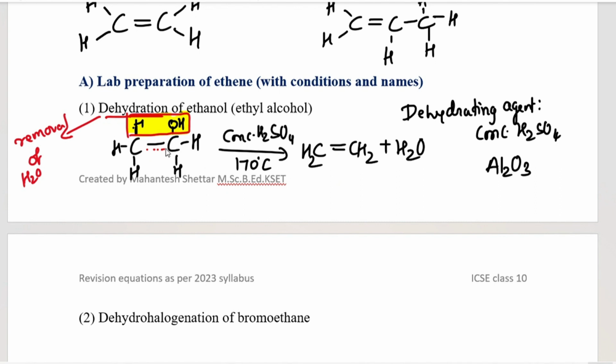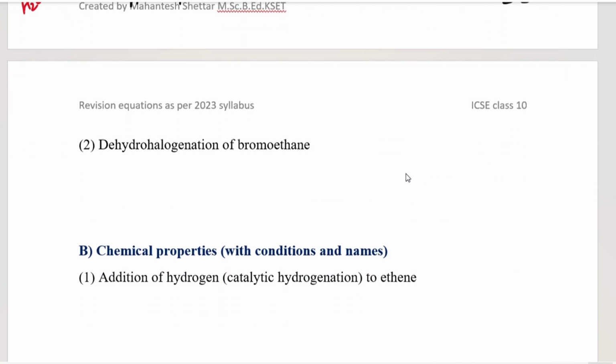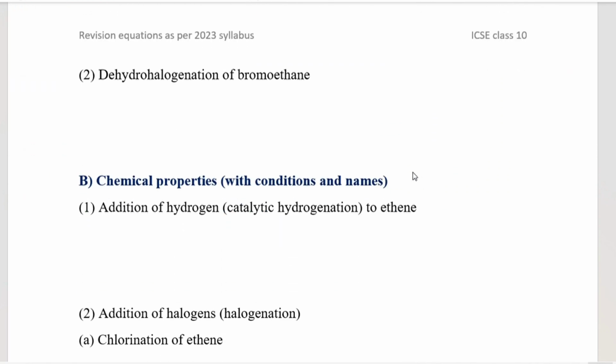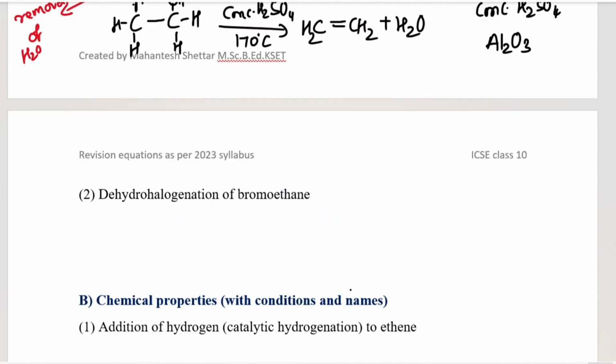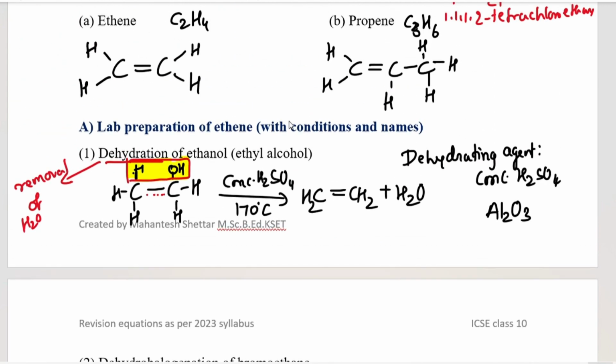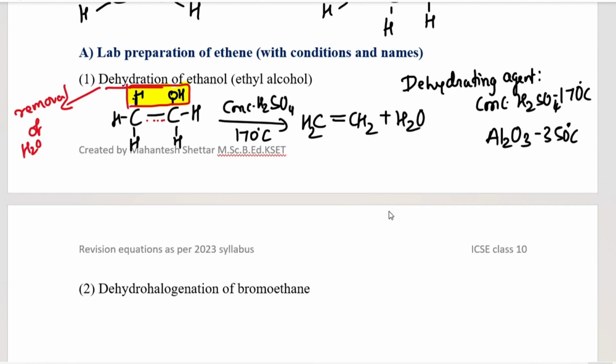Okay, you can simply write CH3CH2OH for ethanol. For alkene, ethene, you can write C2H4. Water, you can write H2O. Instead of concentrated sulfuric acid, you can also write the alumina. That is also correct. Another method is what? Dehydrohalogenation. Before that, for alumina, the temperature is not the same. You will use the temperature 350 degrees Celsius. For concentrated sulfuric acid, 170 degrees Celsius.